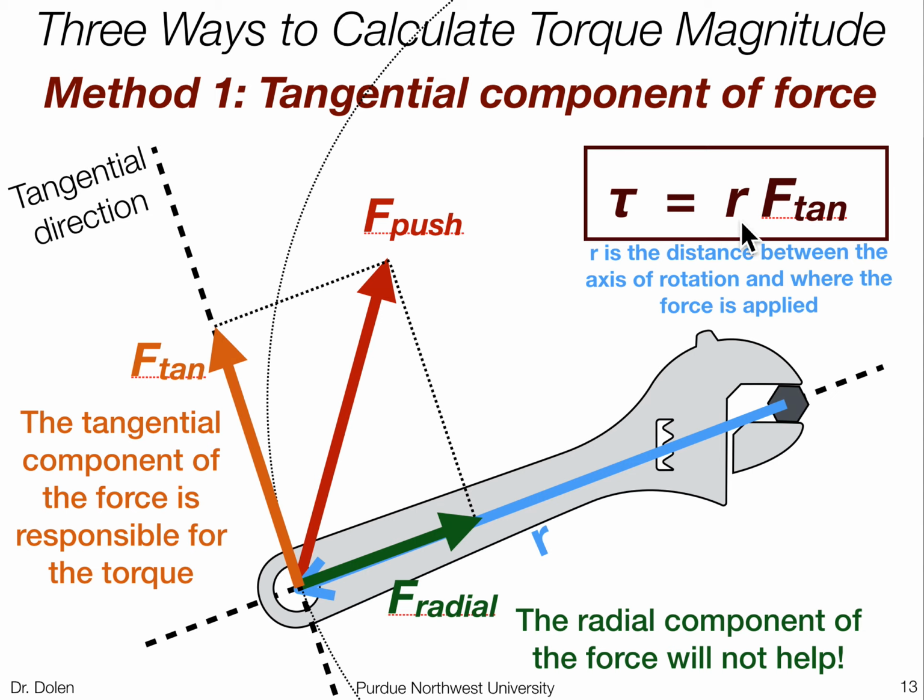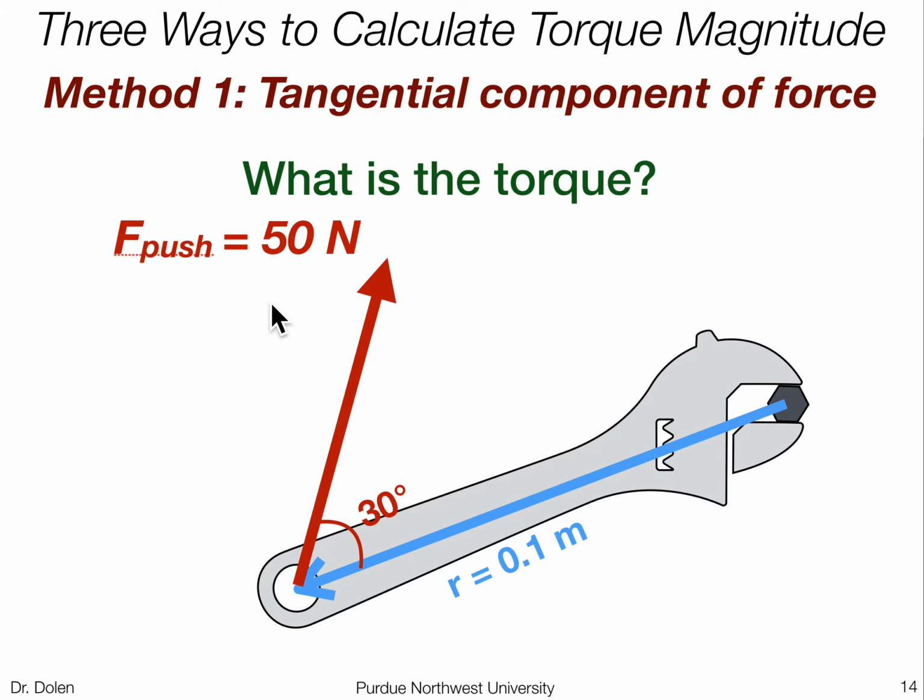The bigger r is, the bigger the distance at which I'm applying this force, the bigger the torque. And the bigger the tangential component of the force, the bigger the torque. This is a pretty simple equation to calculate. The only tricky part is figuring out the tangential component of the force. So let's do a quick example. Let's say it's a 50 Newton force applied at an angle of 30 degrees, as given in the diagram here. So we're measuring from this blue arrow.